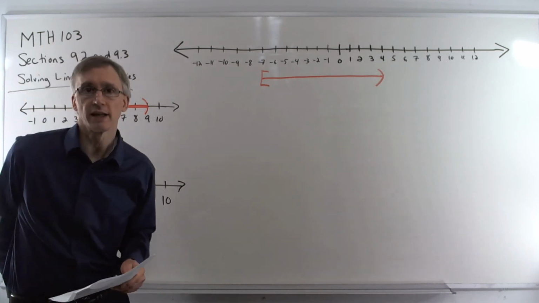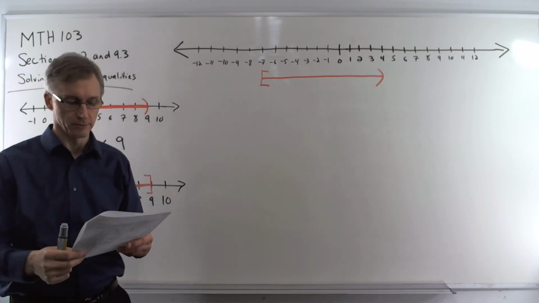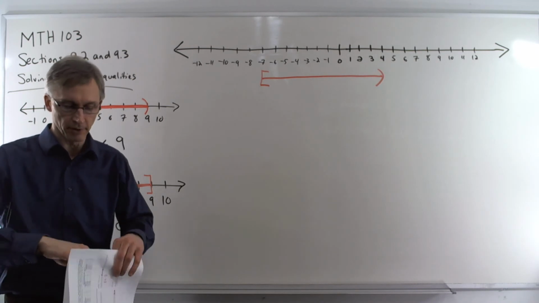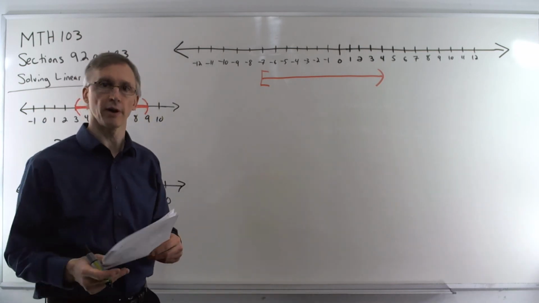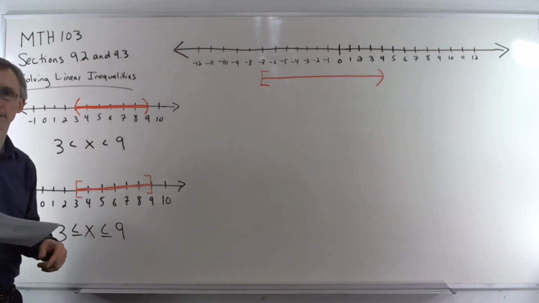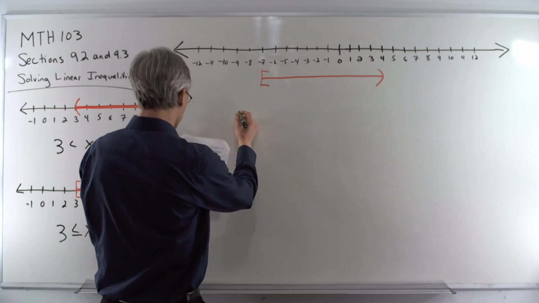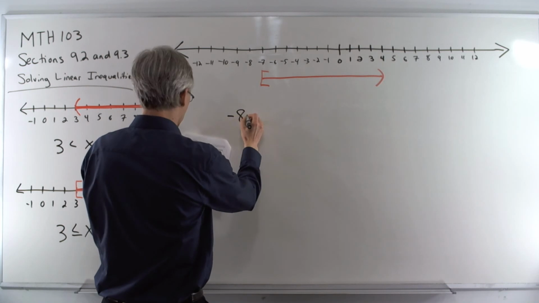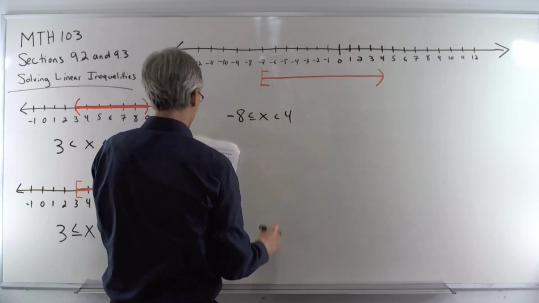Now another way to indicate solution sets is using set builder notation. Set builder ends up being easier to use than interval notation because all we have to do is take our inequality and stick it in a couple of curly braces with a little bit more stuff in there. So here's what set builder notation looks like. Let's say we want to write negative 8 is less than or equal to x less than 4 in set builder notation.